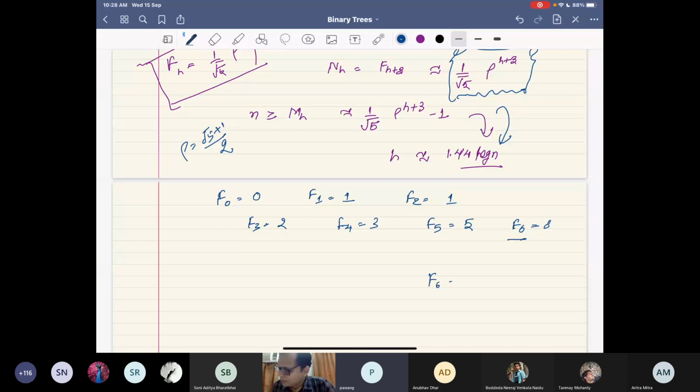So you can write F6 as F5 times the golden ratio, so 1 plus root 5 by 2. And whatever you get, you take a floor.